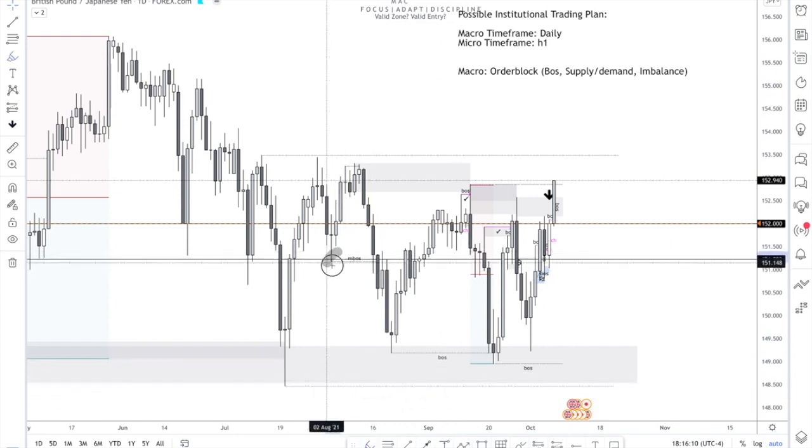So we did break minor structure here, okay? We don't necessarily break this structure down here, but it's okay, right? We're responsible for breaking minor structure. This is on the daily time frame, so price can definitely react when it comes back to this area. As you guys see, it did here.